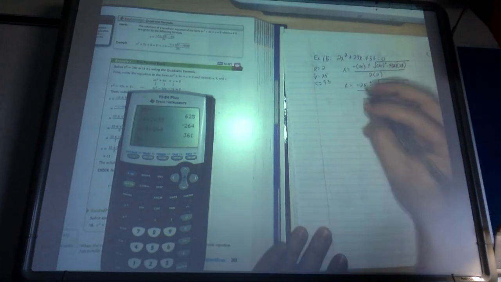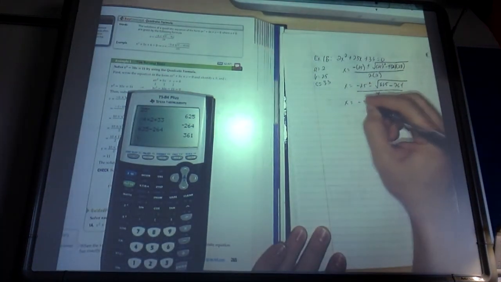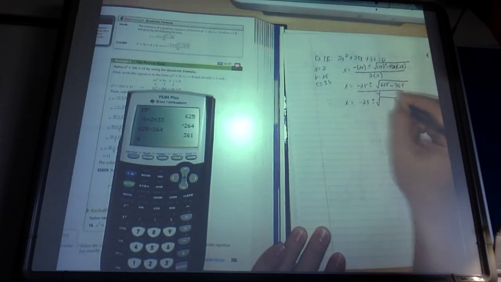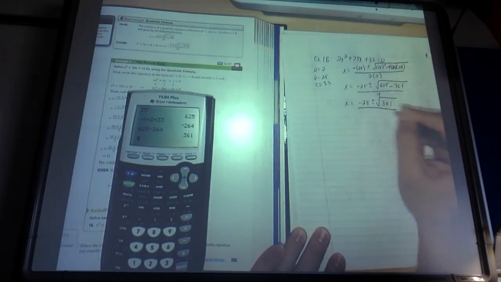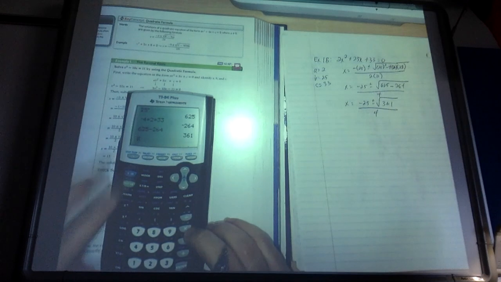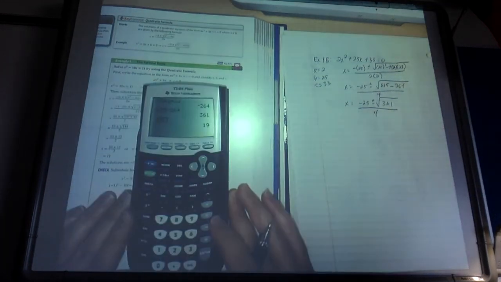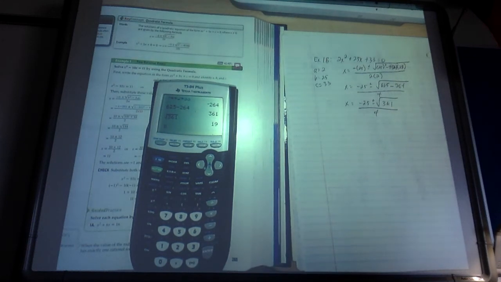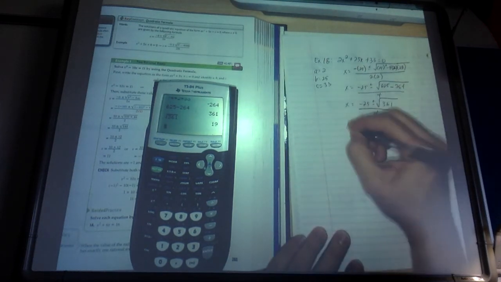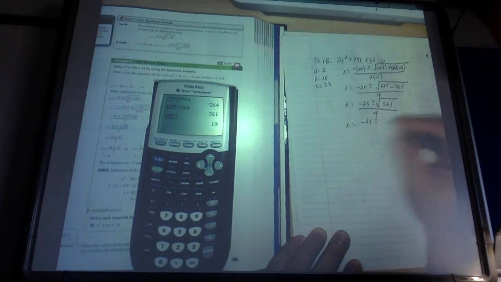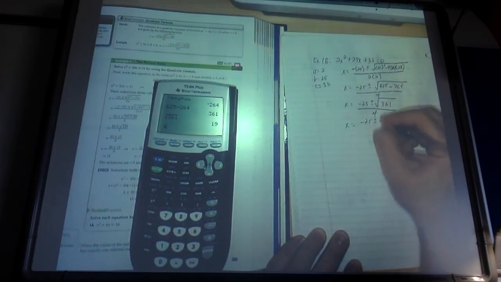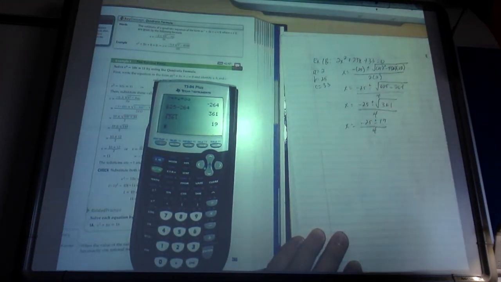So let's do 625 minus 264. Get 361. You're like, I don't know if that's a good number or not, but let's check. So I got x equals negative 25 plus or minus the square root of 361 divided by 4. Let's see if 361 is a perfect square. I'm going to do square root of 361. Look at that. Cleaned up real nice and neat right there. 19. That works out. So I got x equals negative 25 plus or minus 19 divided by 4. So we're going to get nice whole numbers right here. That's nice.